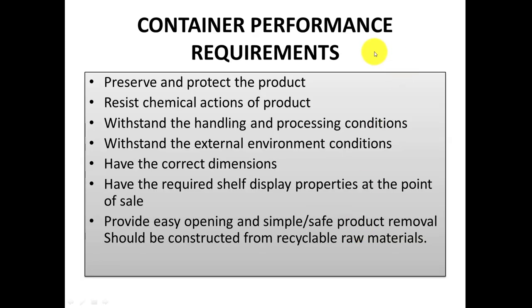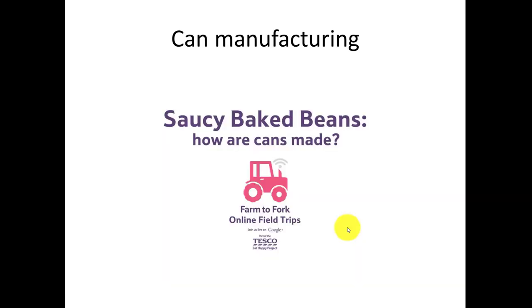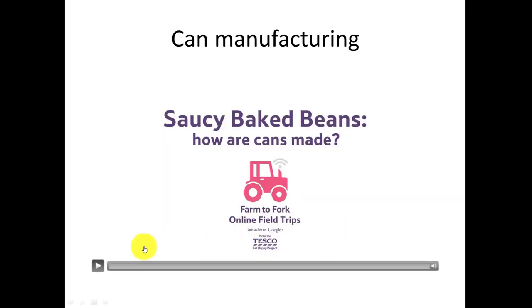If we talk about how we select a container, what are the different performance requirements? If we are preparing a metallic can, then it should preserve and protect the food, resist chemical action of the product, withstand the handling and processing conditions, withstand the external environment conditions, have the correct dimensions, have the required self-display properties at the point of sale, provide easy opening and simple and safe product removal, and should be constructed from recyclable raw materials. So these are the requirements. Now I'll show the video, and then we will start different types of can manufacturing.